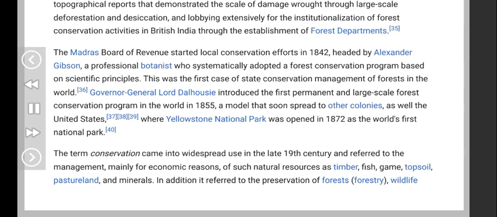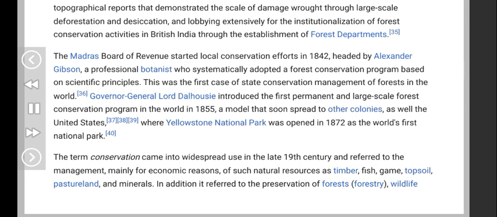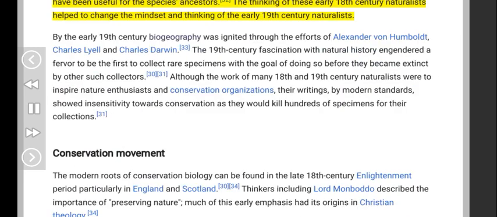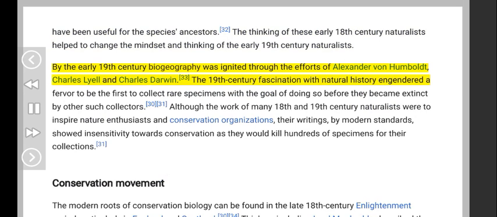The thinking of these early 18th century naturalists helped to change the mindset and thinking of the early 19th century naturalists. By the early 19th century biogeography was ignited through the efforts of Alexander von Humboldt, Charles Lyell and Charles Darwin. The 19th century fascination with natural history engendered a fervor to be the first to collect rare specimens with the goal of doing so before they became extinct by other such collectors.